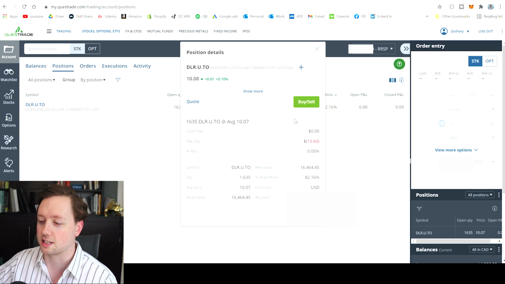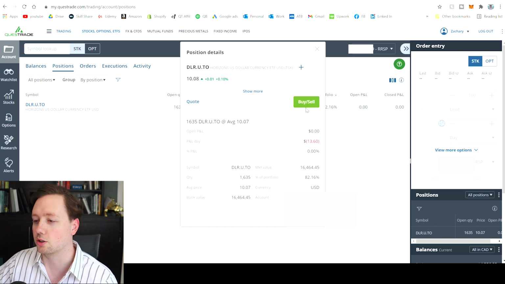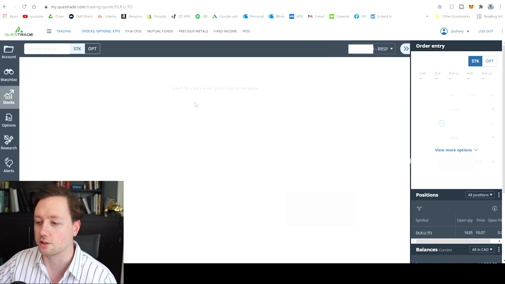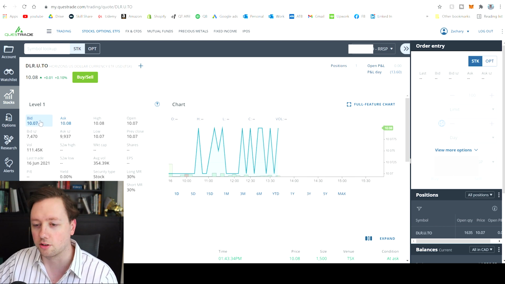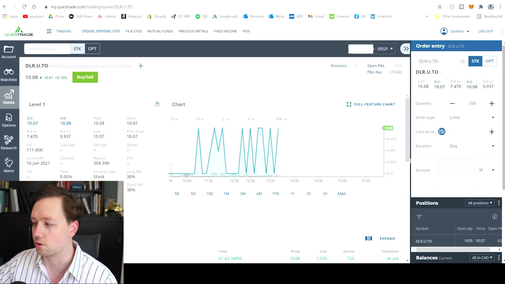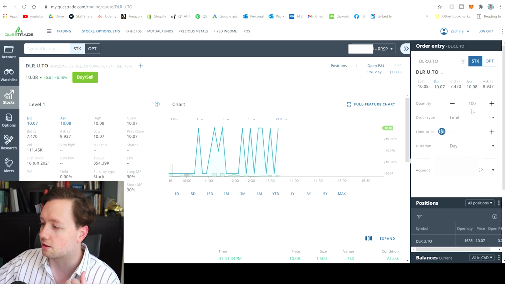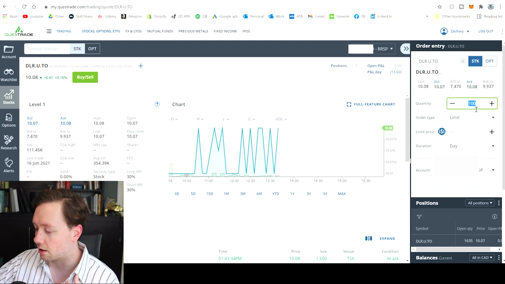That's going to be the final transaction, and then with that cash, I can go out and buy anything that I want. The quote for this right now, the bid is 10.07, the ask is 10.08. I want to just get out of it, so we're going to go in at 10.07 right here and place an order. As you can see, 10.07 right here, I want to give my full quantity of 1,635 shares.